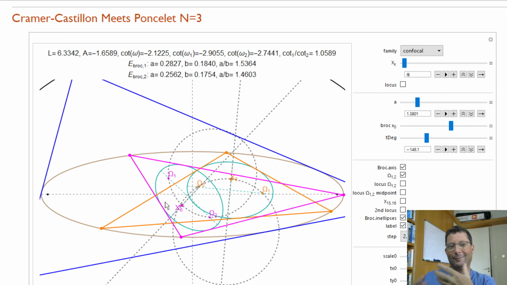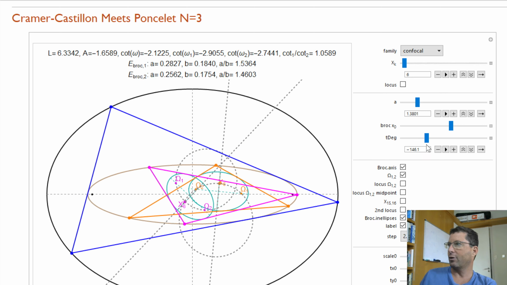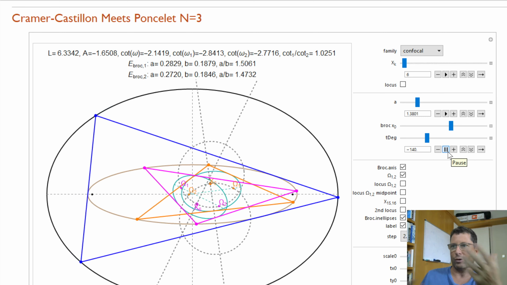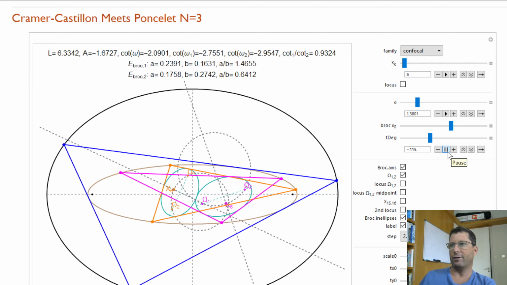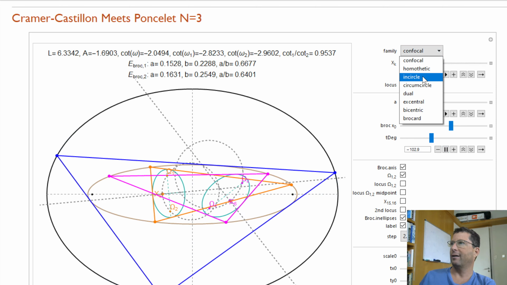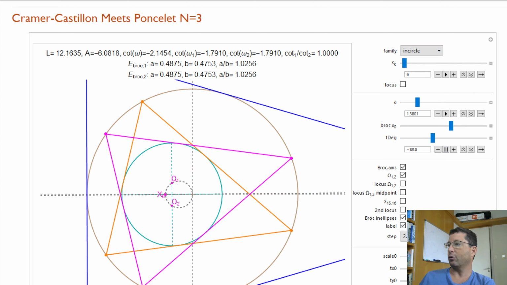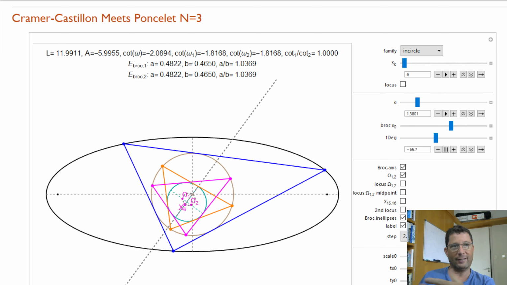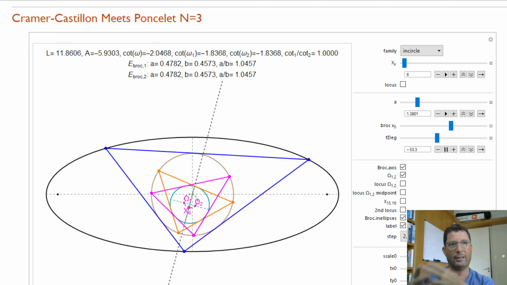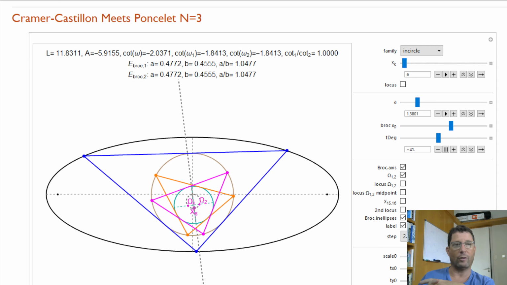So this kind of harmony that we saw with the incircle family is not happening here. In fact, there's almost no harmonies that I've been able to detect if the controlling family is the confocal family. So let's go ahead and animate that, and you can see that this is totally disorganized. If I just switch back to what we had before, the incircle family, everything gets organized. So magically, in the incircle family, all these Brocard objects coalesce into single objects.